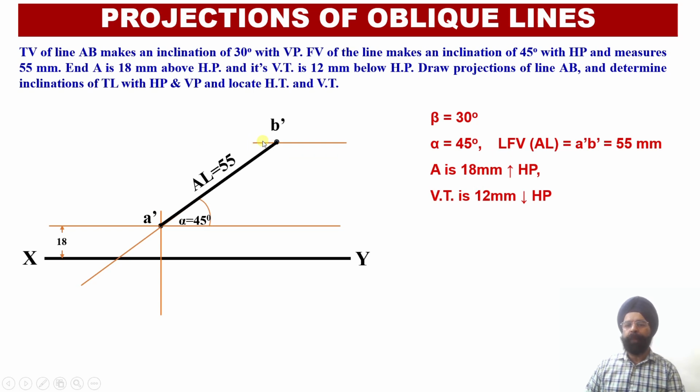Now through point B dash, I have to draw a locus line. It is a horizontal locus line which is drawn through the point B dash. So it is onto this horizontal locus line that the true length second point B1 dash or B2 dash will be located over here, right?